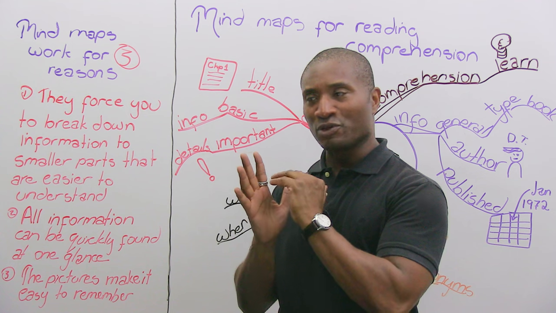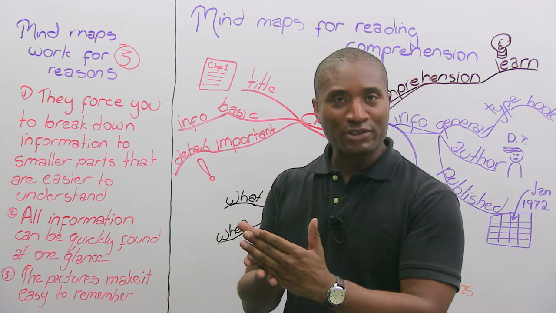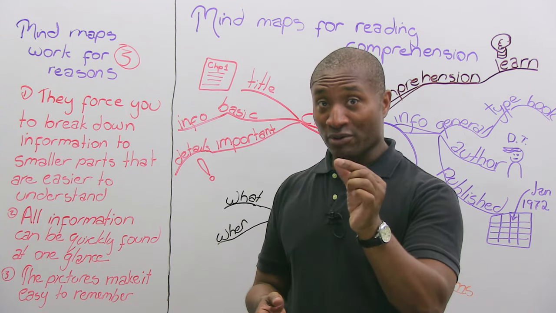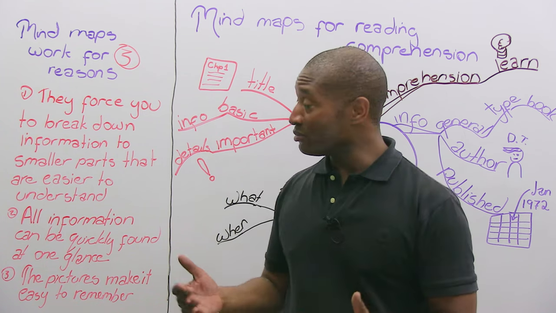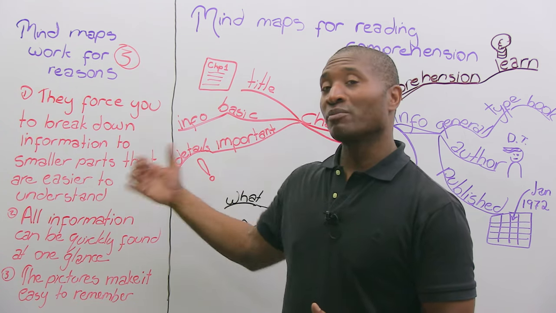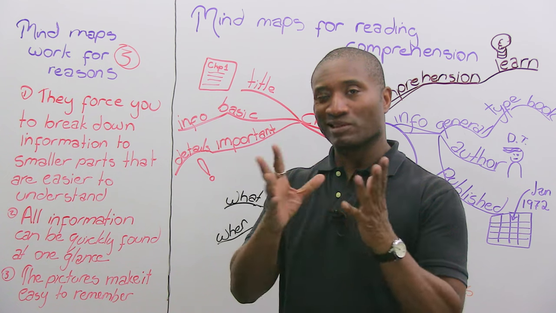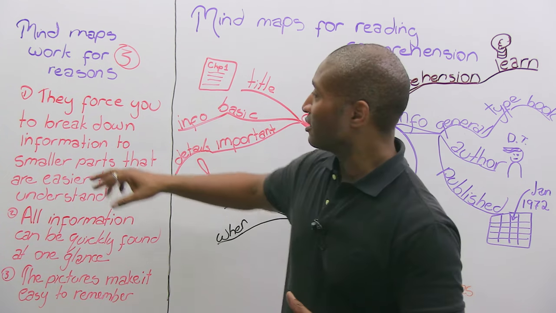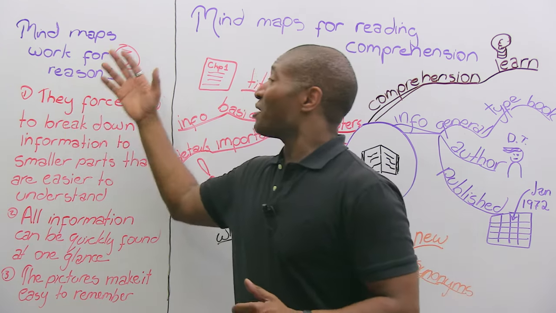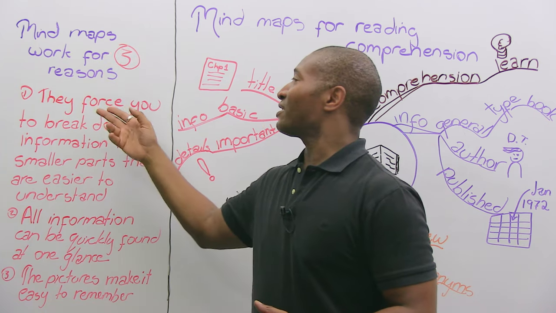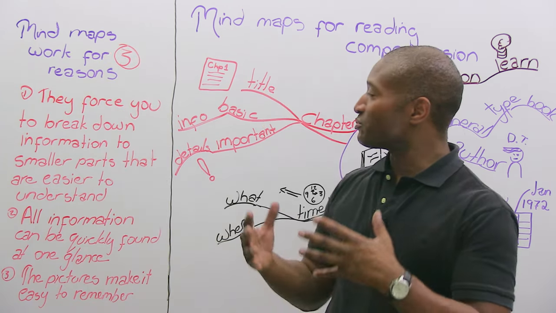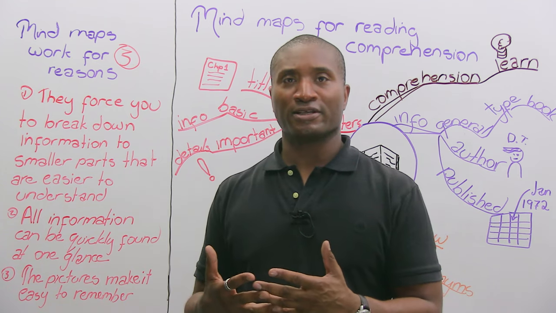Do you remember I said if you don't understand at least 80%? So it's only 20% you don't understand. Reading something will be impossible. These are the three reasons we want to go to mind maps to make that 20% just disappear and work for us. First, a mind map forces you to break down information into smaller parts that are easier to understand.